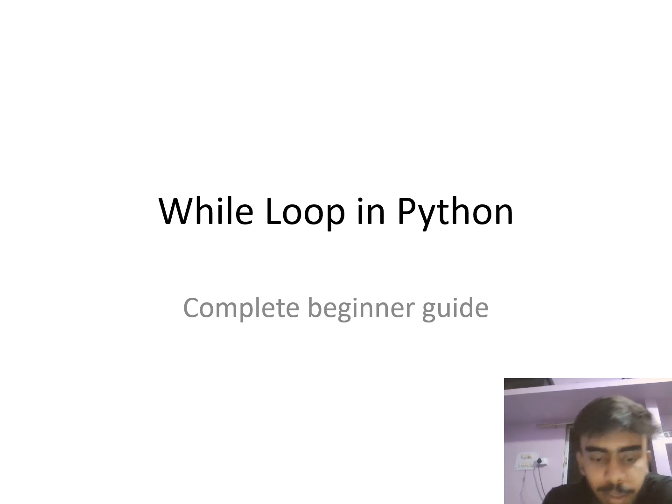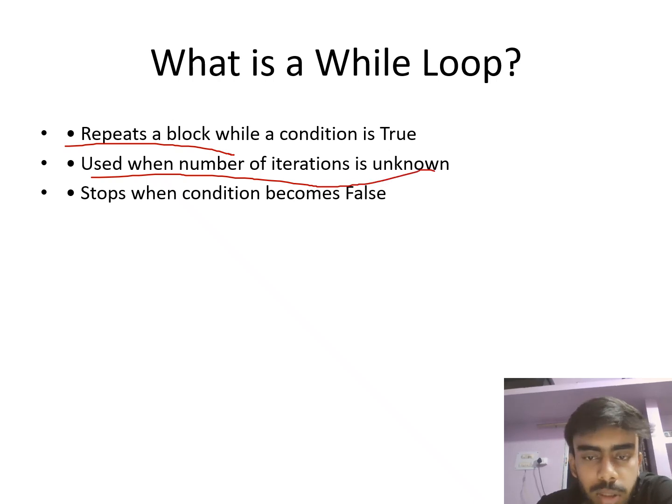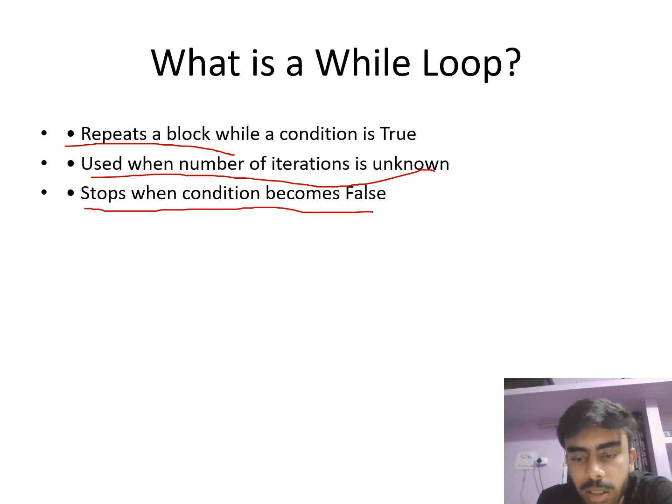So first of all, let me take one pen. Take red color, okay? So what is while loop? I have already said that it repeats a block while a condition is true. It repeatedly works until the condition is true. It is used when the number of iterations is unknown. It stops when the condition becomes false. It automatically stops when the condition is false.